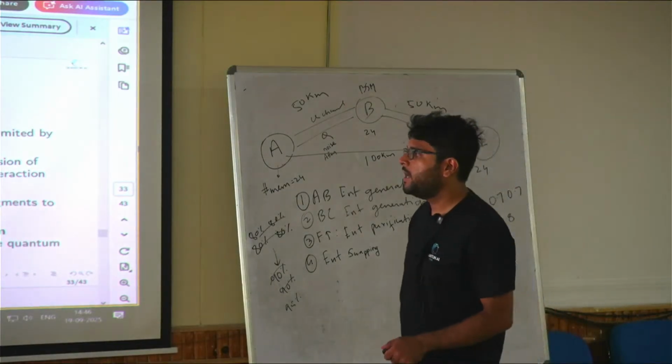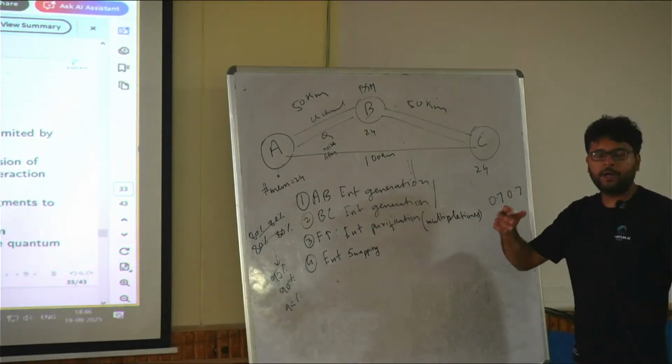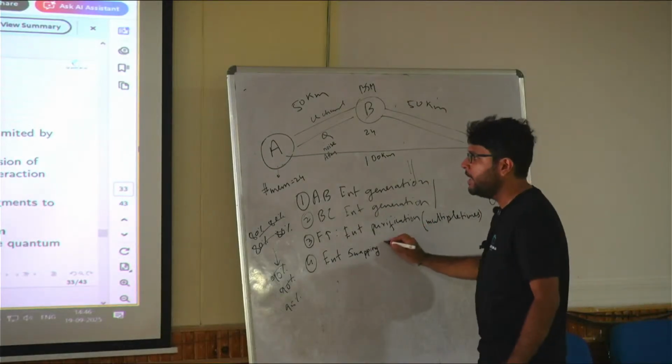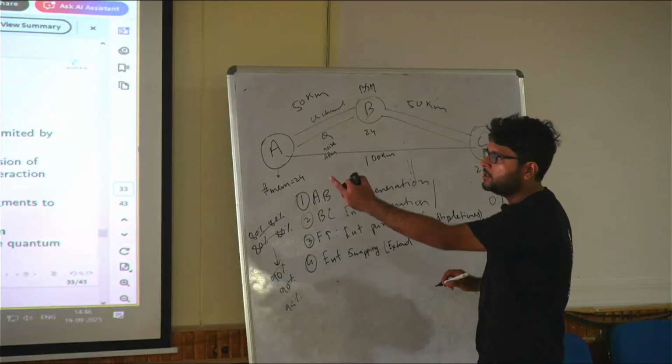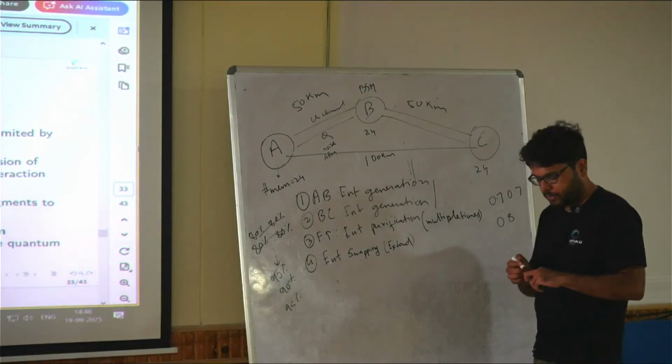So swapping helps you extend. You do purification, a word you can keep in mind: you generate first, purify, and increase the fidelity. Swap is to extend. You want to extend its reach. So extension of entanglement. I'll just write extend.